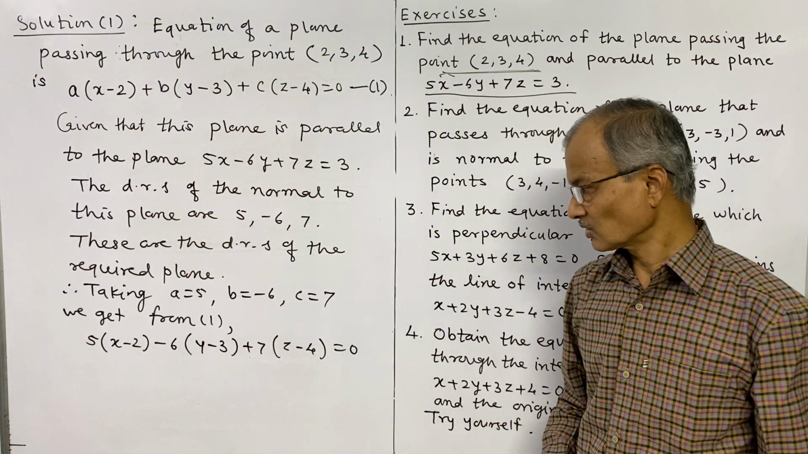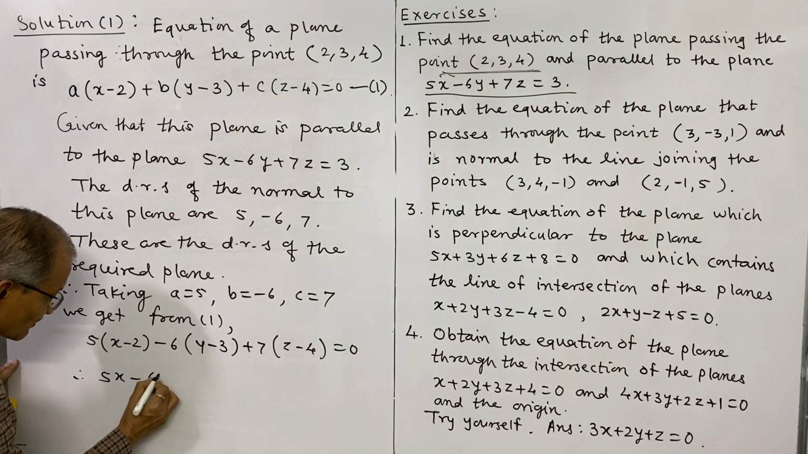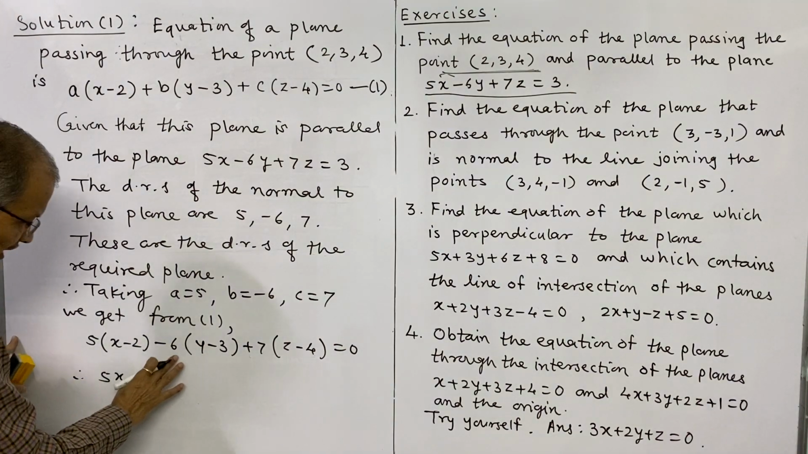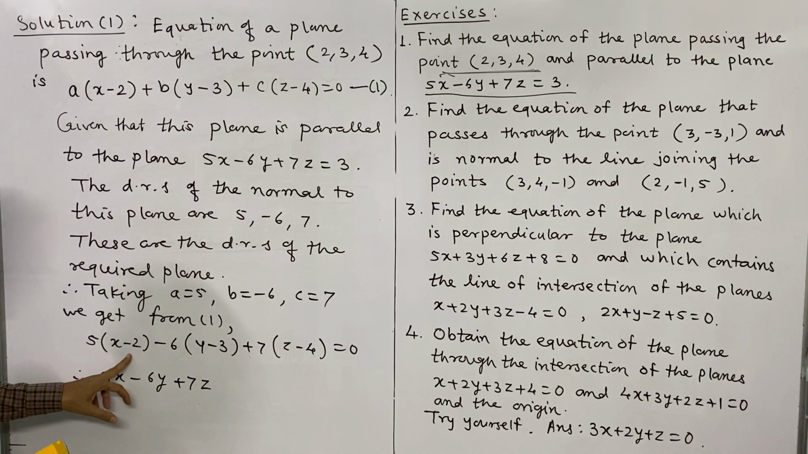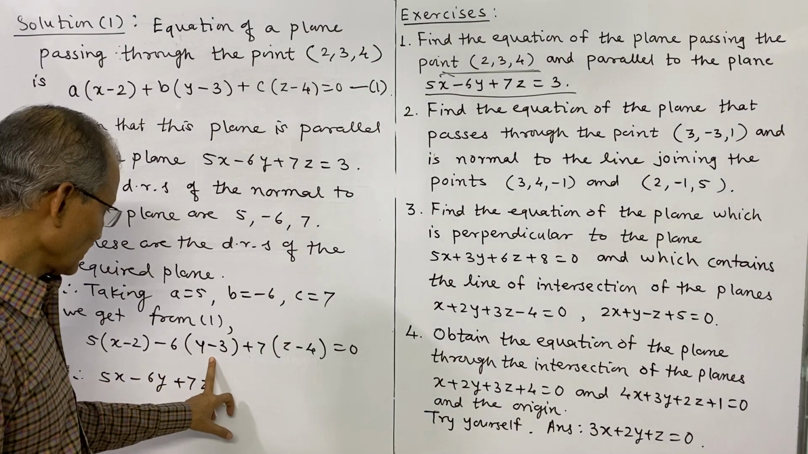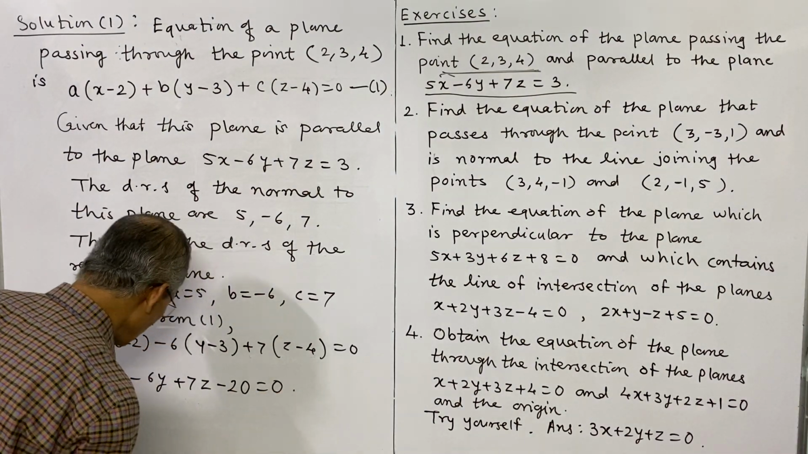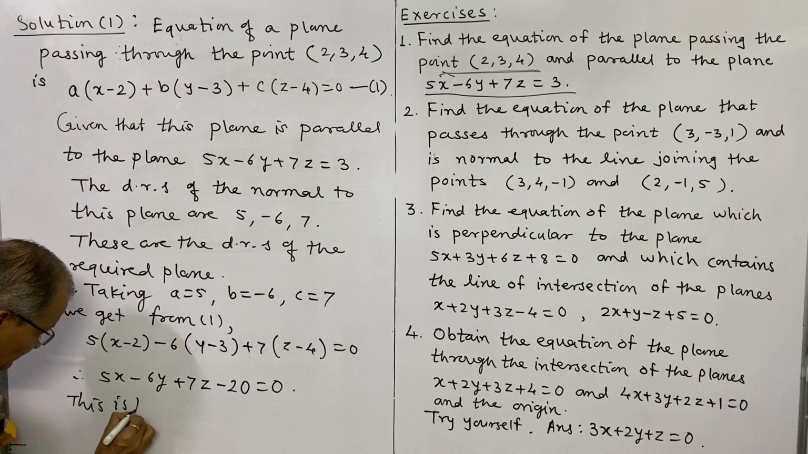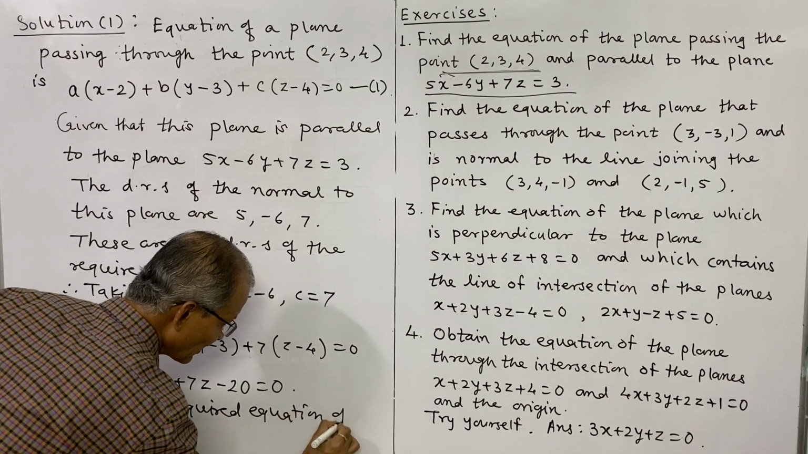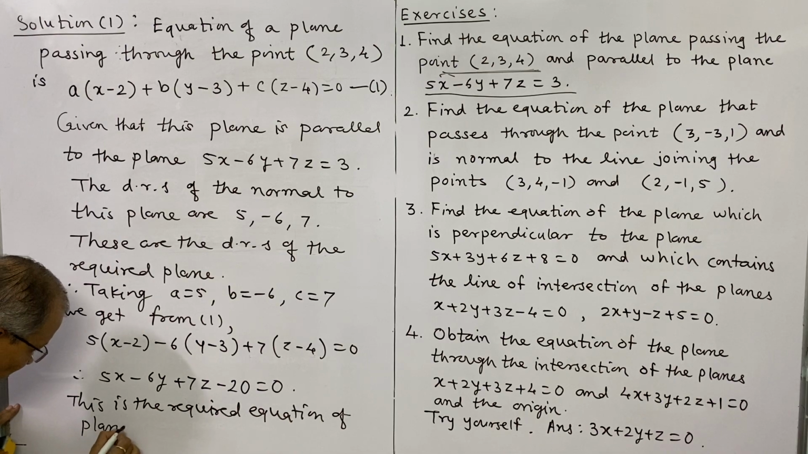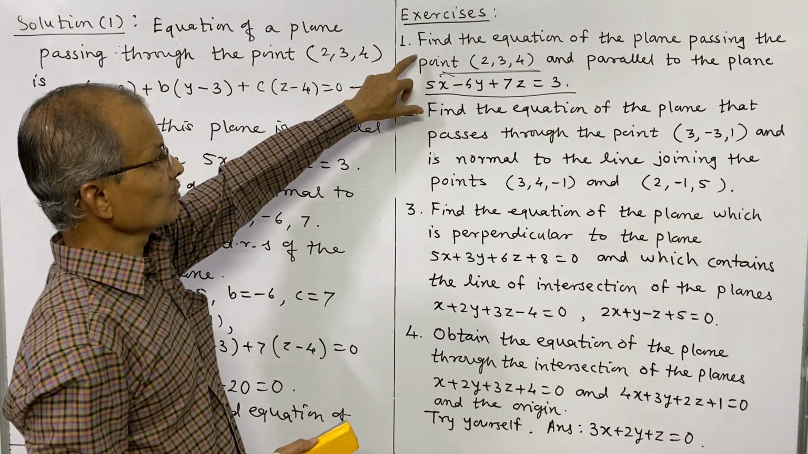Simplifying this, we will get the required equation of the plane. We write first the terms of x, y, z: 5x minus 6y plus 7z, and then write the constant in the general form of the equation of plane: minus 10 plus 18, so that is plus 8, and minus 28, that is minus 20. Check this. This is the required equation of plane. Thus, in this way, we use the conditions given in the problem itself to obtain the equation of the required plane. So we have completed the solution of the first problem.